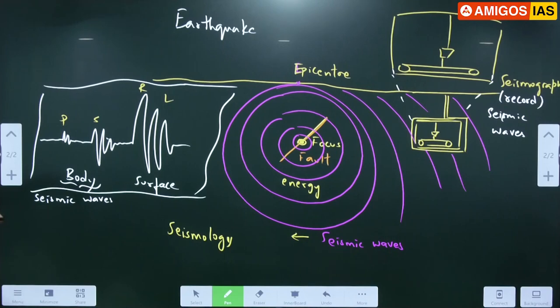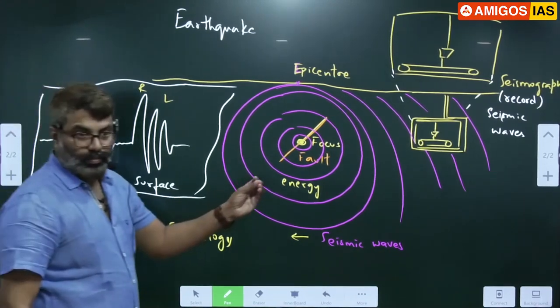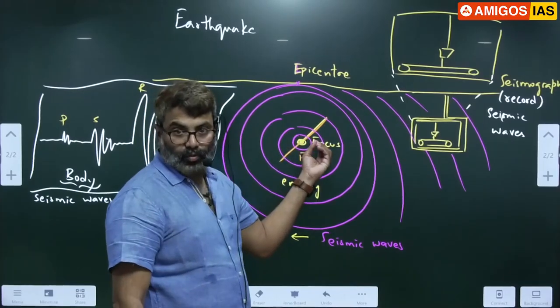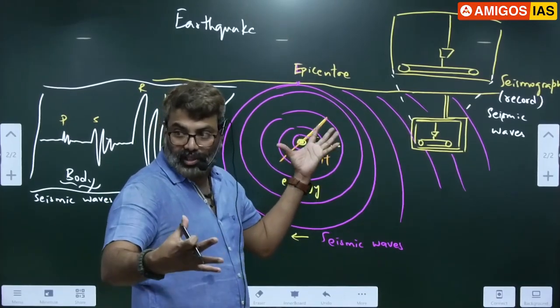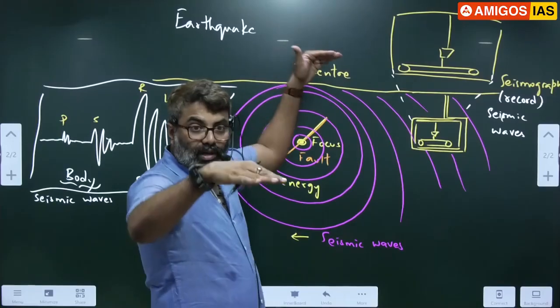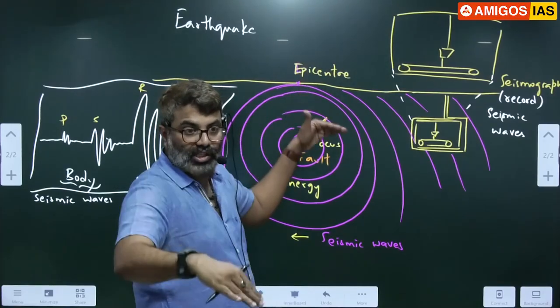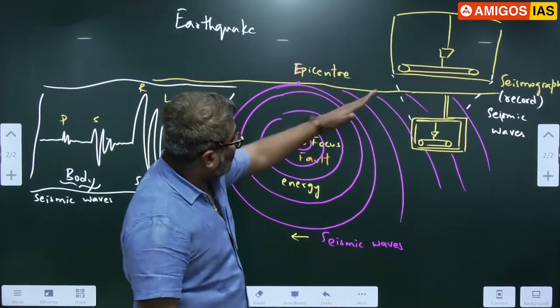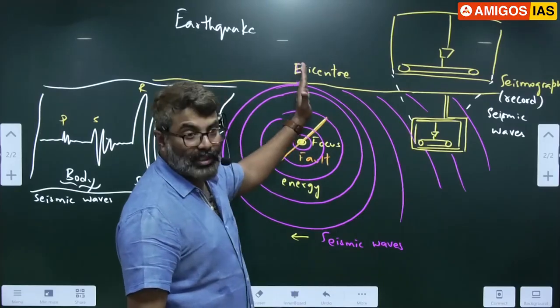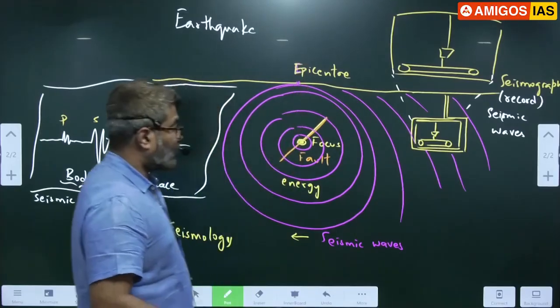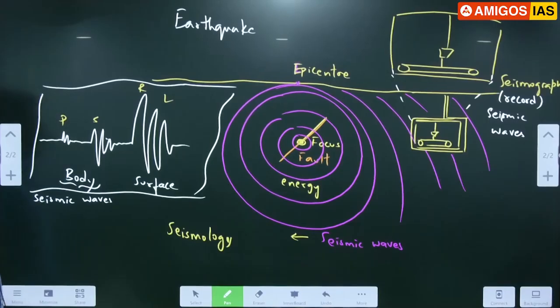Focus is the place of origin, or the point of origin, of an earthquake, where the energy is released. Epicenter is the point just above the focus, where the energy reaches first. Energy reaches elsewhere also, but first it reaches the epicenter, just above the focus. That is a fault. F-A-U-L-T, fault. Most of the earthquakes occur along the fault.